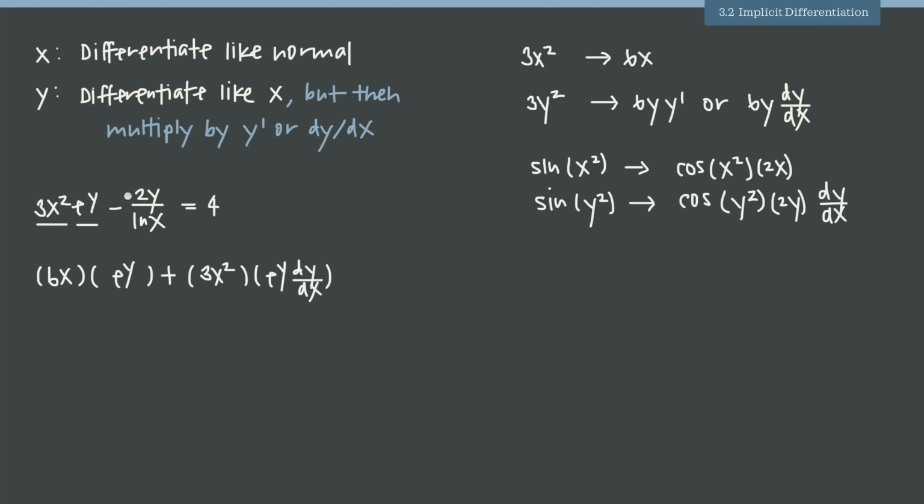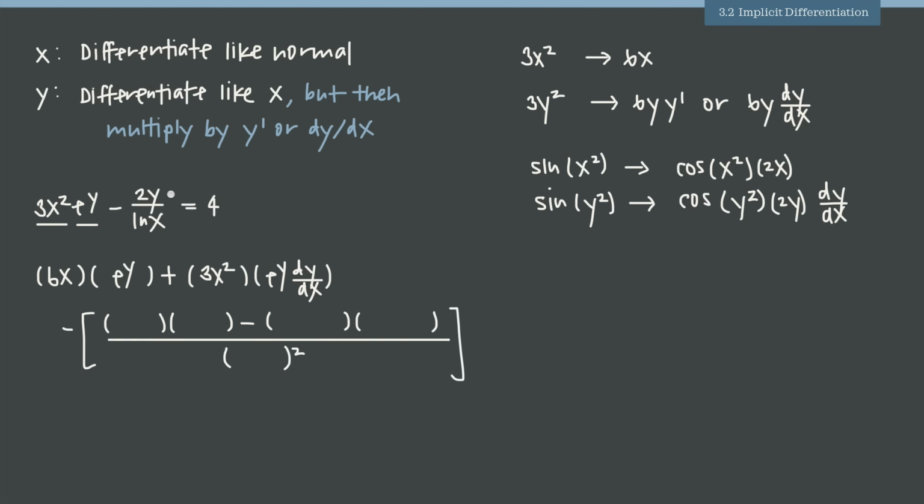This second part here, minus 2y over ln of x, well, we could do this with quotient rule, or we could separate the y out from the fraction and do it with product rule. Let's go ahead and do it with quotient rule. So let's build a quotient rule outline. We know we'll have the derivative of the numerator times the denominator minus the numerator times the derivative of the denominator, all divided by the denominator squared. There's our quotient rule outline.